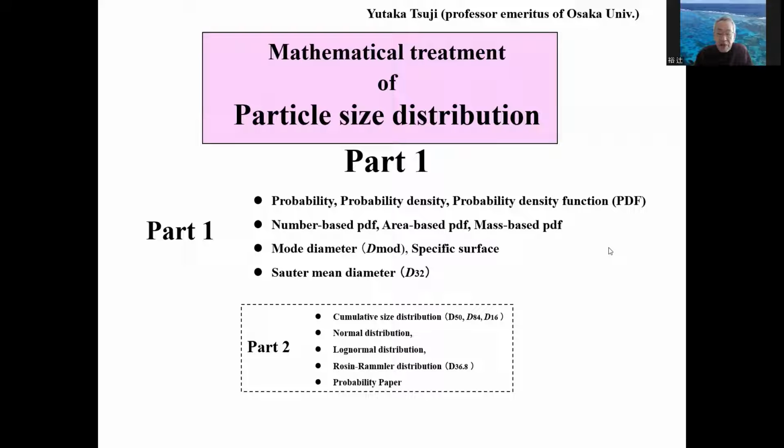Then I will explain the normal distribution, log normal distribution, Rosin-Rammler distribution, and their probability papers. The background knowledge of this lecture is elementary calculus, but for part 2, you should know exponential and logarithmic functions to some extent. For those who are not good at probability, I will start at the beginner's level.